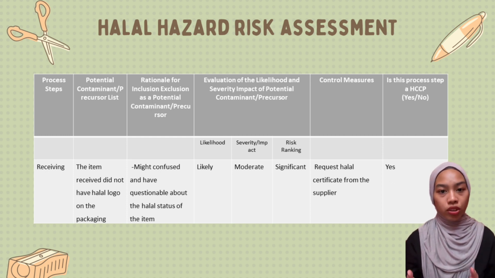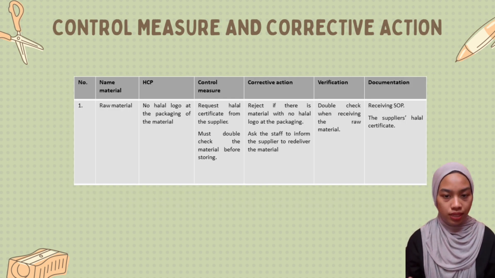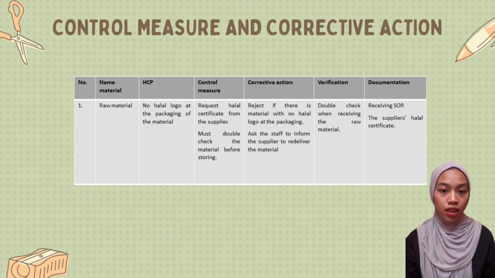The organization should take all precautionary measures to resolve the problem. They also need to conduct monitoring and verification activities towards the measures. As the control measure to ensure that this contamination does not occur, the management must double-check the material in every aspect before storing. Other than that, they also need to request a halal certificate from the supplier to get confirmation of the halal status. If the HCP is not controlled well and contamination occurs, corrective action is taken.